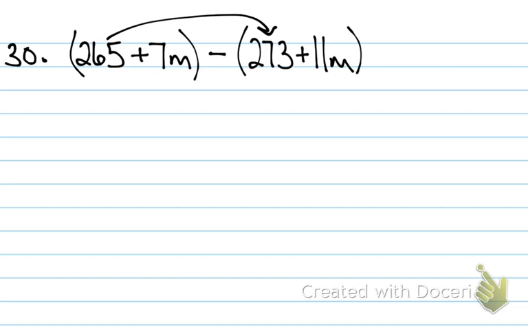So if you did, oh, well, Ms. Kidder, I did 265 minus 273, well, just know that the difference is 8, guys, okay? So we're not worried, it can't be negative. Just subtract them from each other. So it's going to be 8, and what's the difference between 7m and 11m? 4. All right, so 4m plus 8, right?